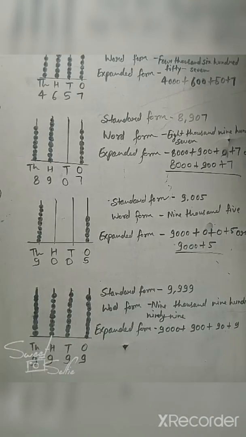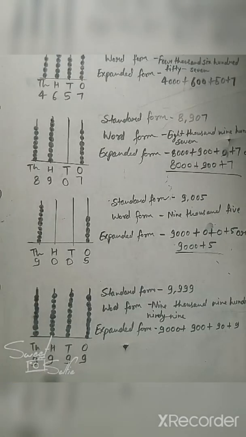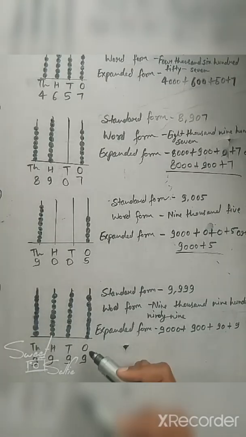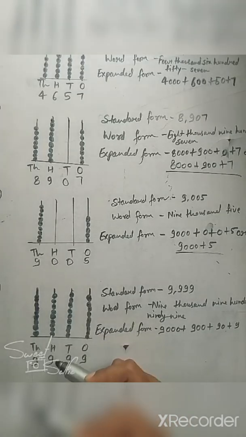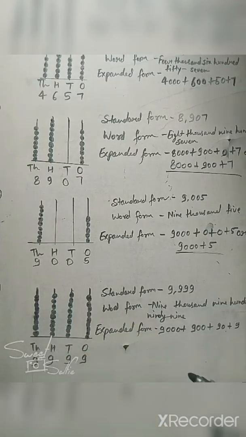Okay, and in G we can see here at ones place 9 beads, at tens place 9 beads, again at 100 place 9 beads, and at 1000 place 9 beads.